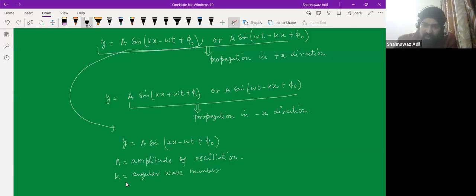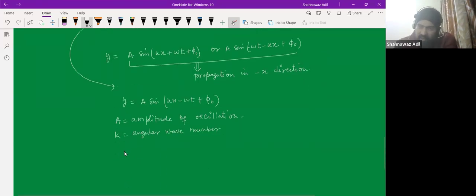This angular wave number k is related with this lambda, right? So this k is 2 pi by lambda, where lambda is the wavelength of propagation, or the wavelength of the wave. So lambda is the wavelength.